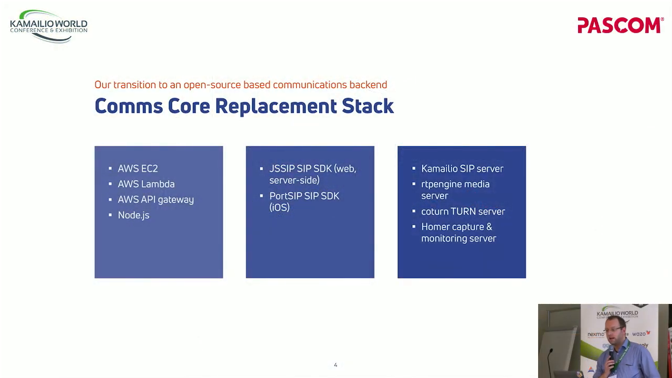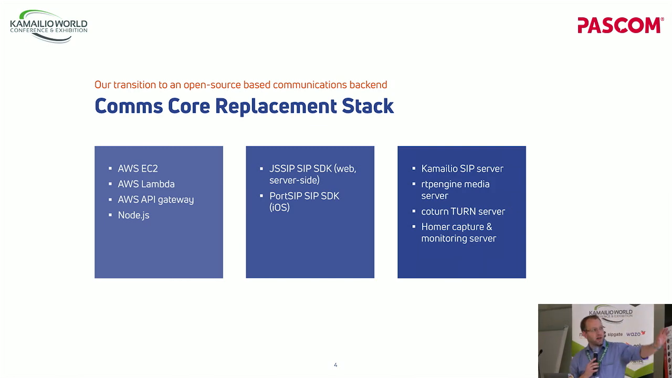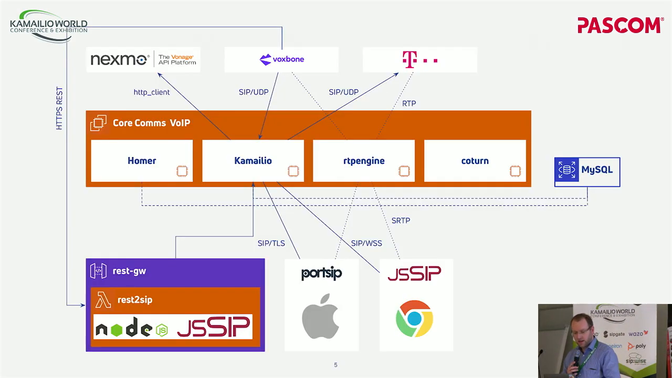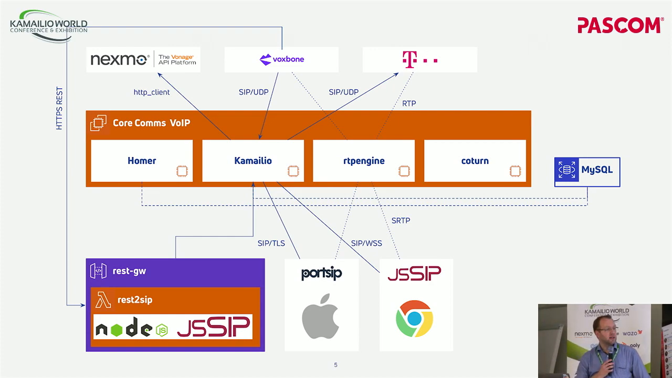Some things we could not do with Kamailio directly. We deployed Lambda functions behind an API gateway. As I mentioned already, we used some client-side SDKs. We tried to remain open source. On iOS, it was not that easy, so we chose PortSIP, and then an engine stack on the right side that I want to explain a bit in detail.